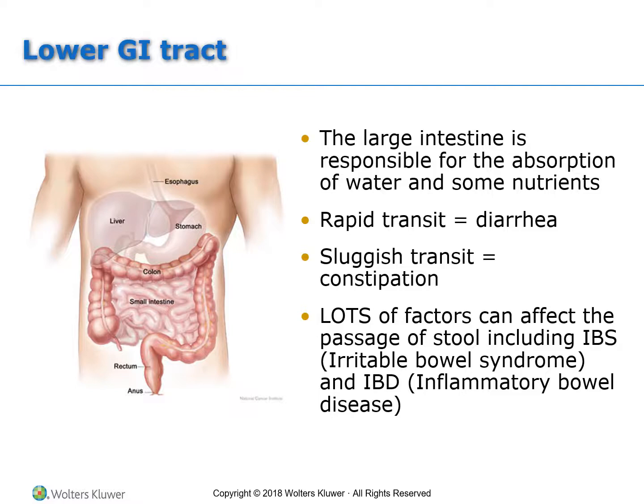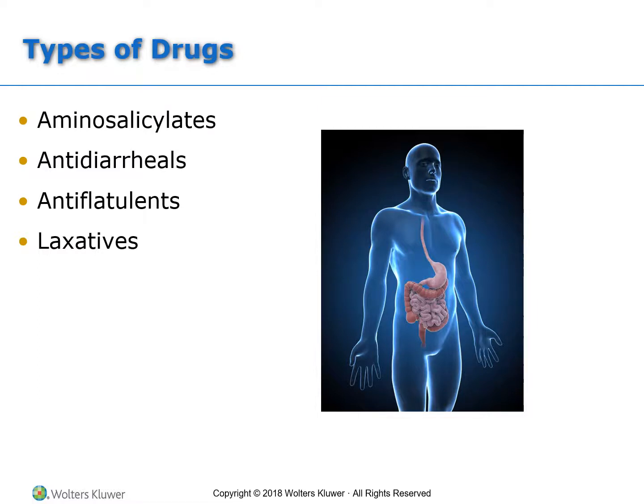Lots of factors can affect the passage of stool, including IBS, which is irritable bowel syndrome, so that can encompass diarrhea or constipation, and IBD, those inflammatory bowel diseases like Crohn's and UC. We're only going to talk about 3 groups of drugs: the aminosalicylates and a couple of others that are thrown into that category, antidiarrheals, antiflatulents, and laxatives.